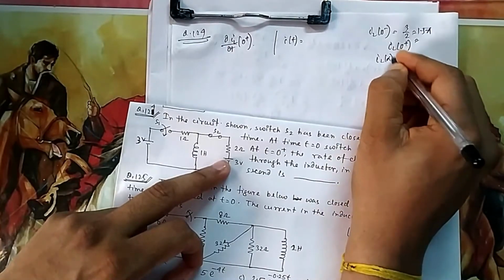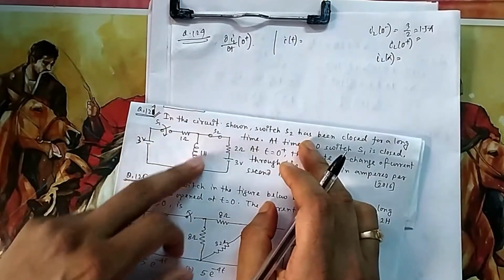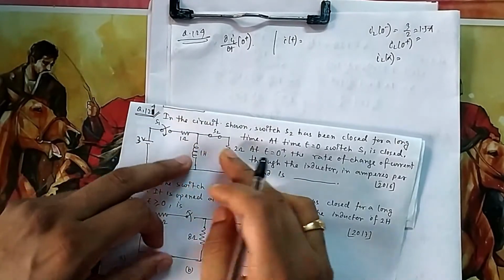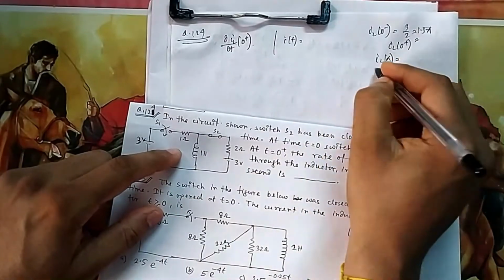Now IL infinity, what is it? Now this is on, this is on. If you keep it for infinity, it will be short. So current will pass from this side, and current will also come from this side. So there are two sources feeding. There is a short path between this. At infinity, what will be the circuit?